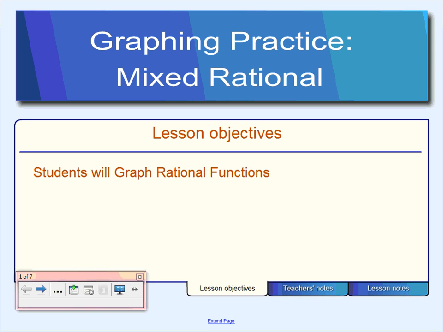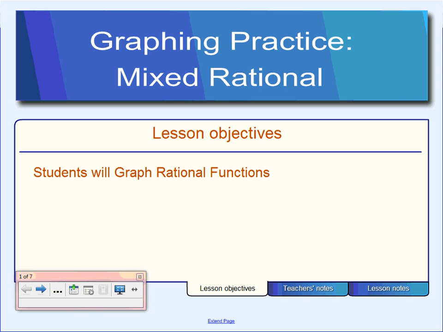Horizontal asymptote. What about the horizontal asymptote? What are we looking for to find the horizontal asymptote? The degree of the numerator and the degree of the denominator. Let's see how many of you remember this. If the degrees are exactly the same in the numerator and denominator, what do we do to find our horizontal asymptote? Divide the leading coefficients.